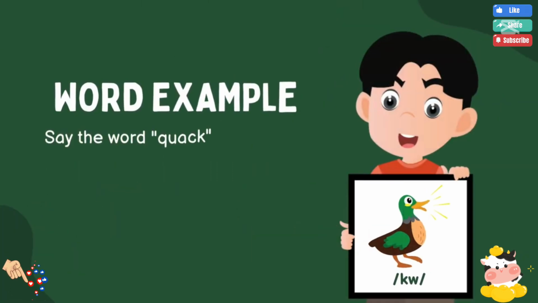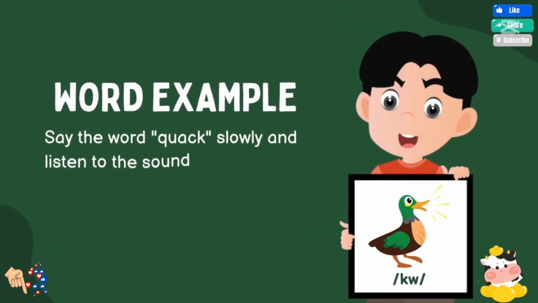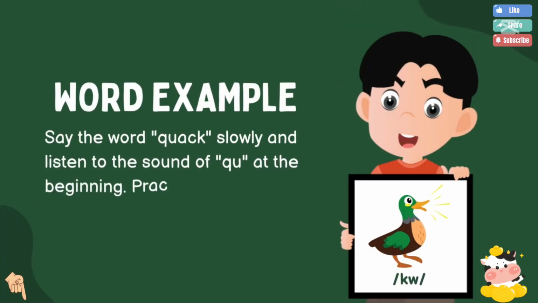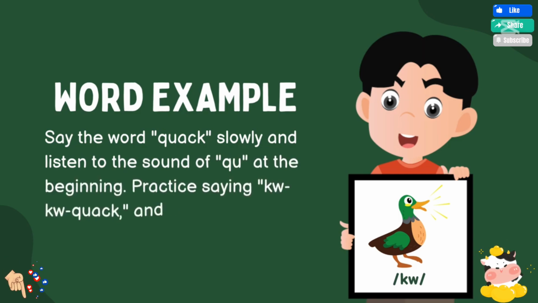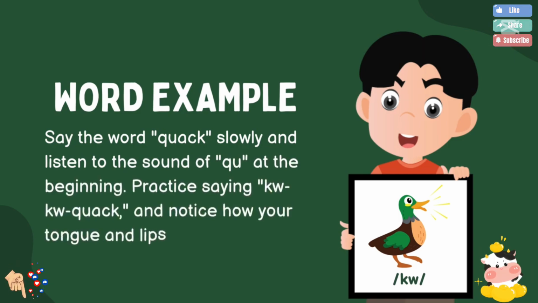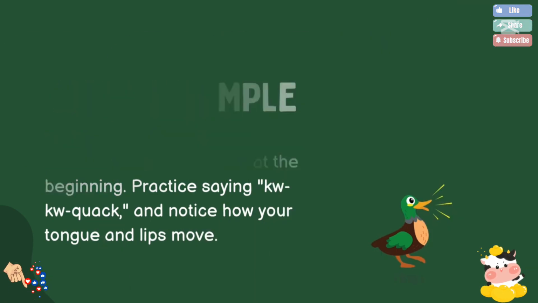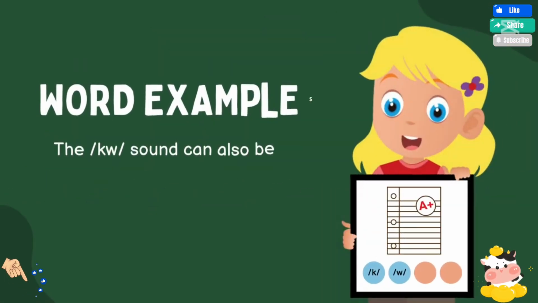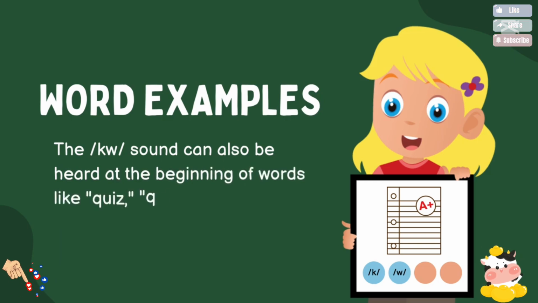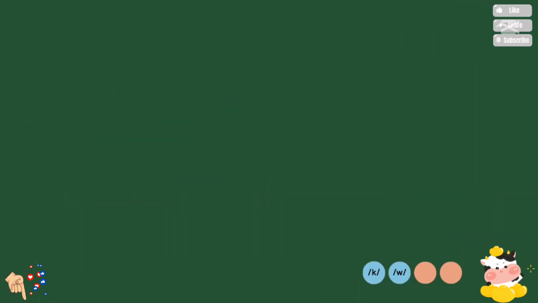Word example. Say the word quack slowly and listen to the sound of QU at the beginning. Practice saying KW, quack, and notice how your tongue and lips move. The KW sound can also be heard at the beginning of words like quiz, quit, and quick.